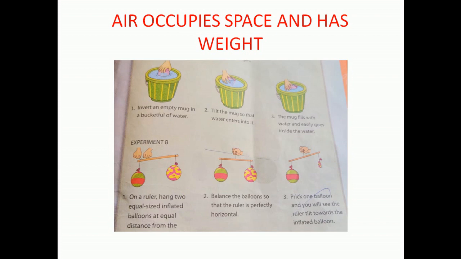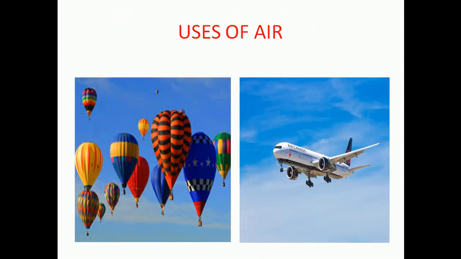Children, do you know that air is compressible and it exerts pressure? Since air has weight, it exerts pressure. Air pushes on things around it. This ability of air to push against things is known as air pressure. Children, now we will study about the uses of air.